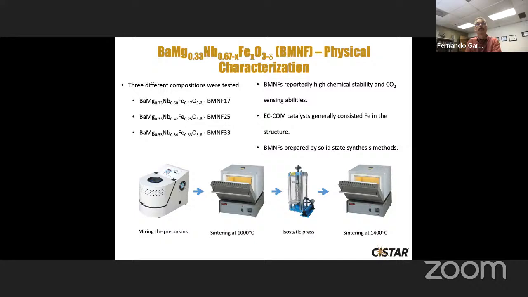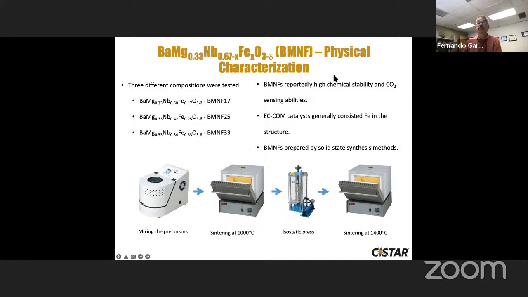which we hope to see higher stability by working with perovskites which contain niobium, which is a highly refractory oxide. It's very resistant to oxidation and it's not a strong carbonate former. What we found is that the barium magnesium niobate family, it's actually the barium niobate family of catalysts, which are iron doped, showed excellent stability to reduction.